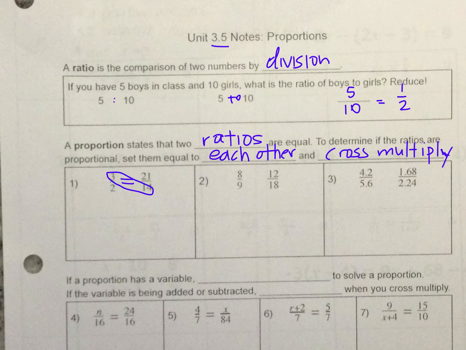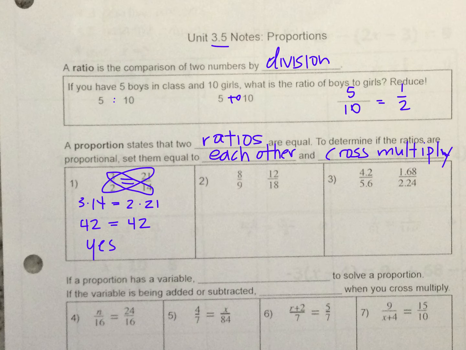So I'm going to say 3 times 14. And then I'm going to say 2 times 21. 3 times 14 is 42. 2 times 21 is 42. Those are equal. So yes, those ratios are proportional.